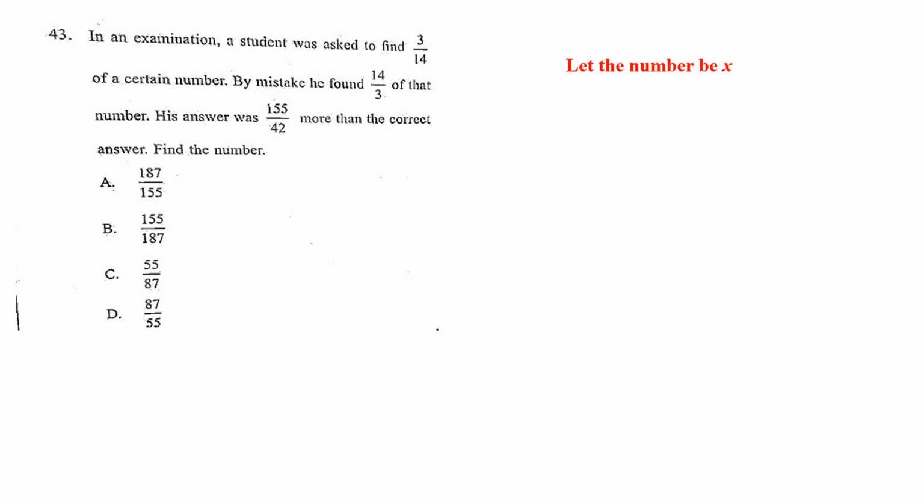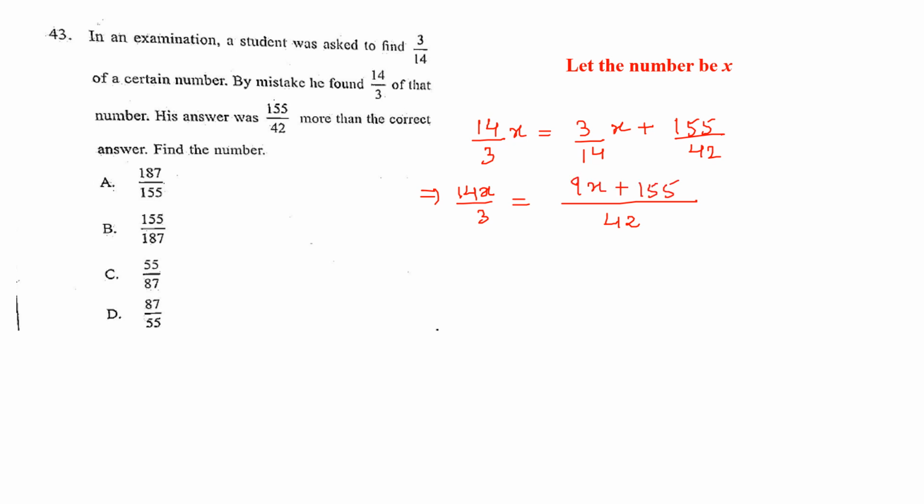When he found 14 by 3 of x, it became more. So I will write 14 by 3 of x. This became more than 3 by 14 of x by 155 by 42. Now I'm going to take LCM on the right hand side. So the LCM of 14 and 42 is 42. 14 times 3 will give me 42. So it will be 9x plus 155. Now I'm going to transpose 42 to the left hand side. It will become 14x by 3 multiplied by 42, which is equal to 9x plus 155.